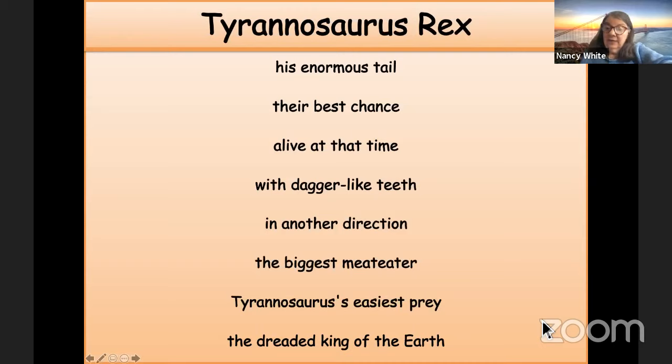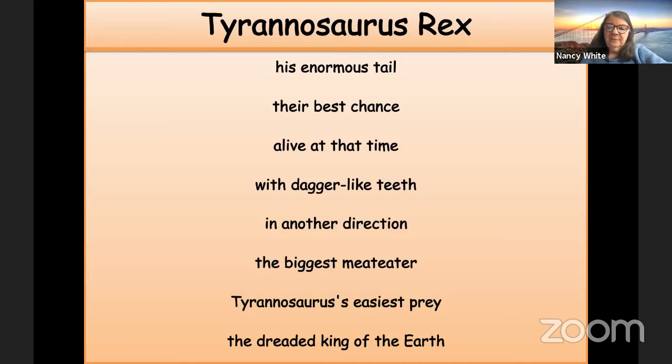Repeat, with dagger-like teeth. Notice that there's a dash or a hyphen between dagger and like, because those two words together are describing teeth. And that's the reason that hyphen is there. With dagger-like teeth. Repeat again, with dagger-like teeth. In another direction. The biggest meat eater. Repeat.